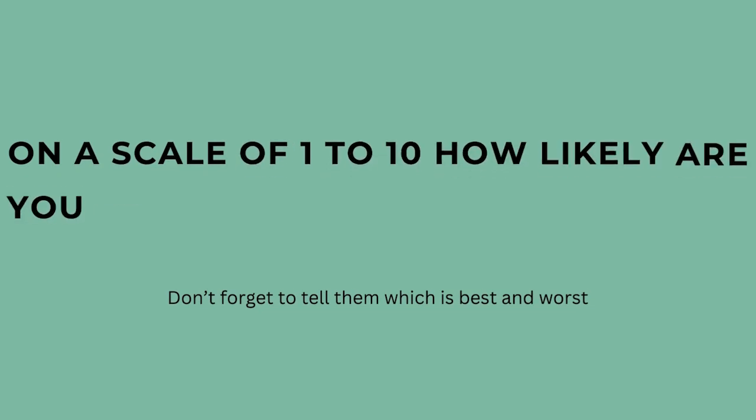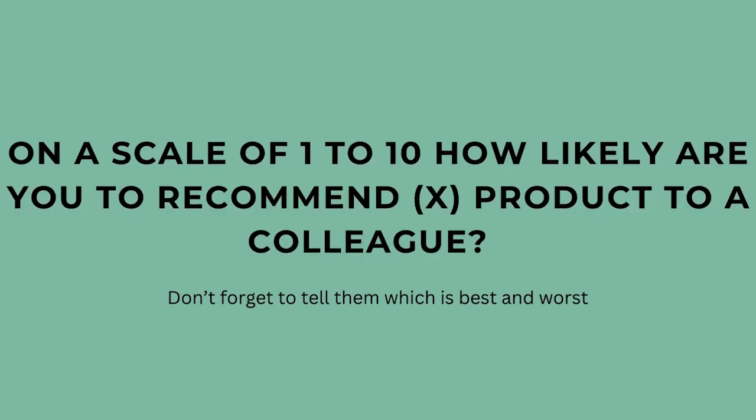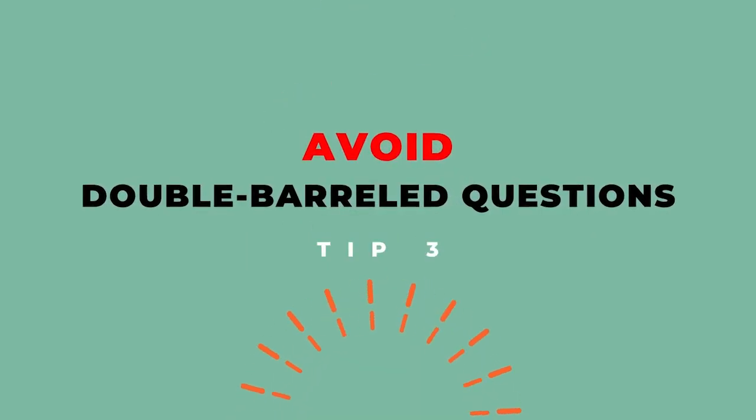In addition to qualitative questions, you also want to include quantitative questions. For example, on a scale of 1 to 10, how likely are you to recommend X product to a colleague? By asking quantitative questions, it gives you data that you can transform into statistics. Both of these question types are equally important, so you want to be intentional to include both quantitative and qualitative in your discussion guide.